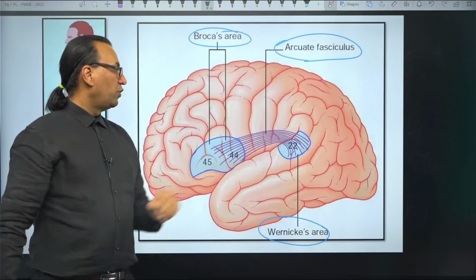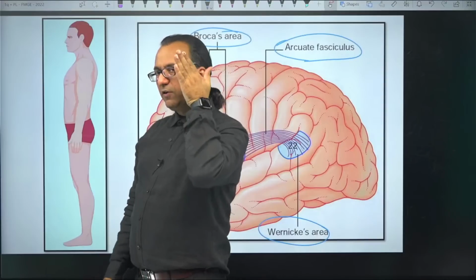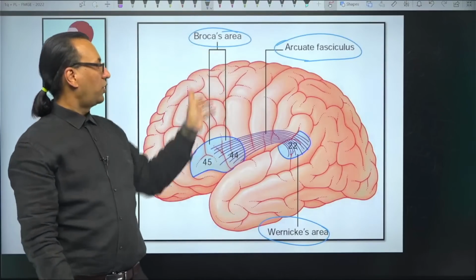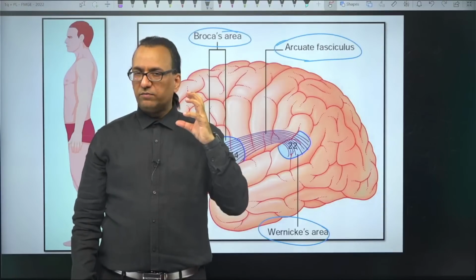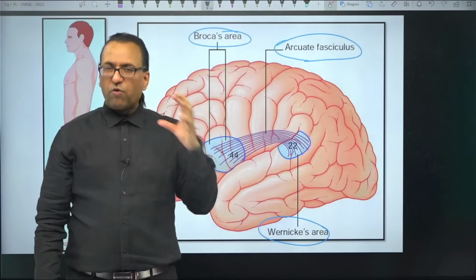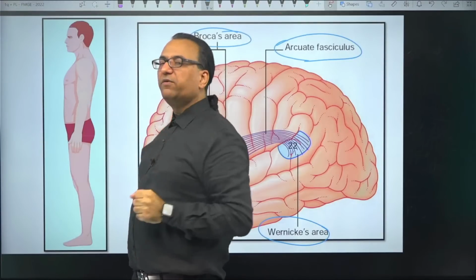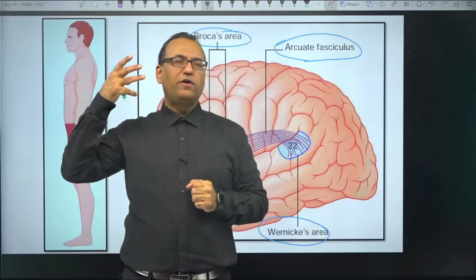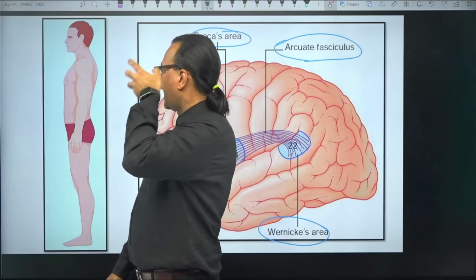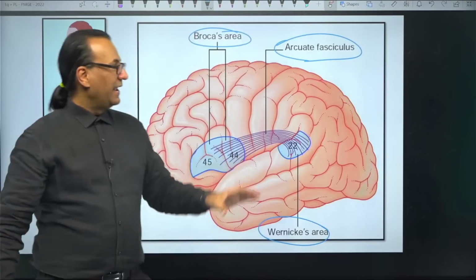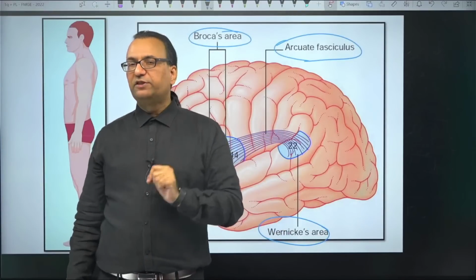And second thing, you are looking at it from the left side. Why left side only? Because Broca's area and Wernicke's area are language areas, and language areas are more developed on the left side in 95% of the population. So does that mean you don't have Broca's and Wernicke's on the right side? You may have them, but they're not as developed as on the left side. So the left hemisphere is the dominant hemisphere, and in most individuals the Broca's and Wernicke's areas will be highly developed on the left side.